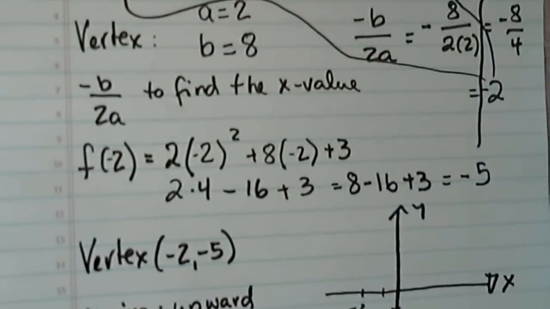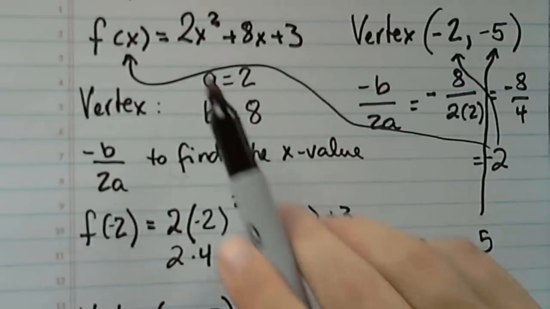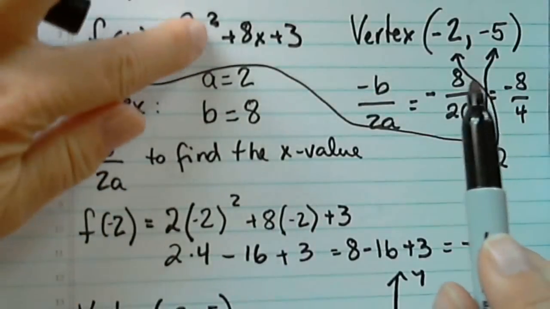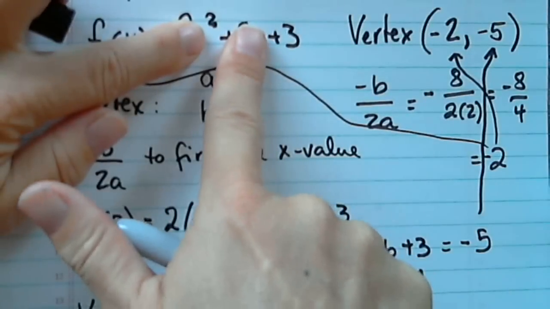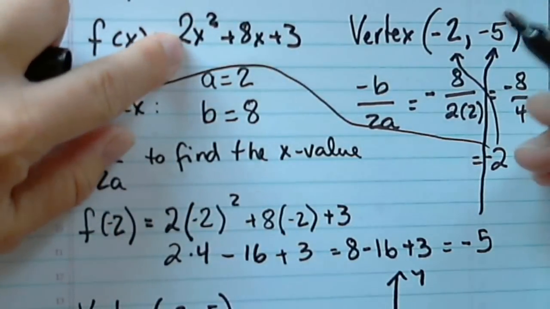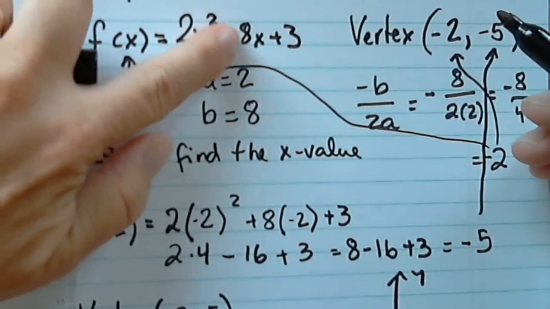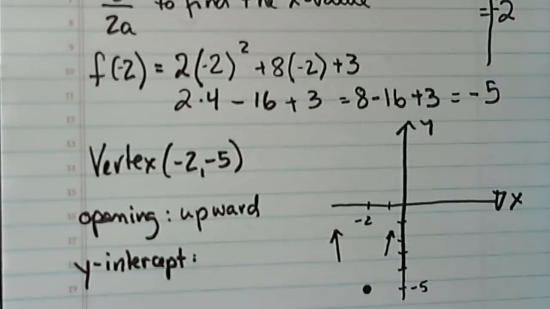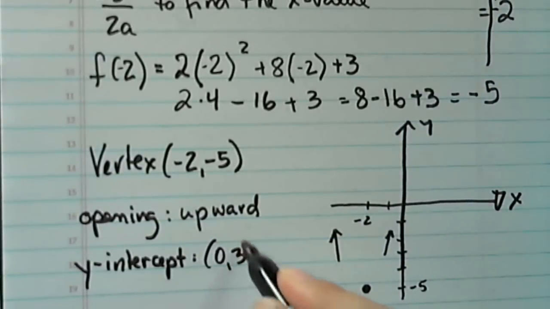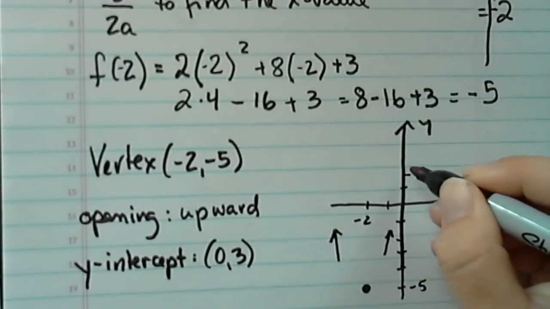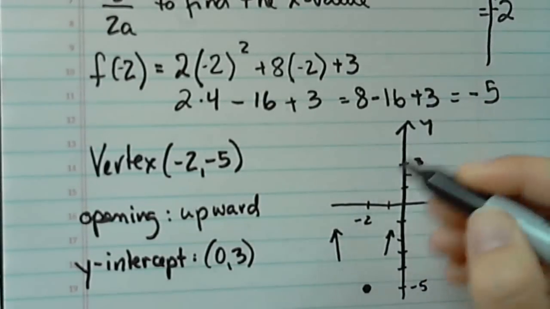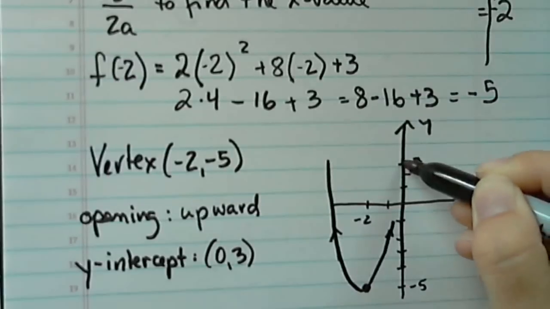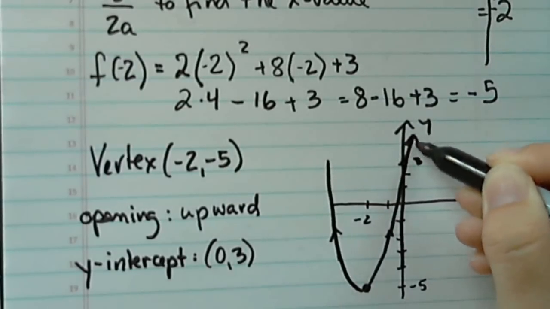Now again, if I go to my original equation, to find the y-intercept, I'm setting x equal to 0. Basically what happens, you cover it up, and all you have left is 3. 2 times 0 squared is 0, plus 8 times 0 is 0, plus 3. So my y-intercept is 0, 3. 1, 2, 3, so it has to go through this point, so now I can graph it a little more accurately. It looks sort of going through this point like that. Okay?